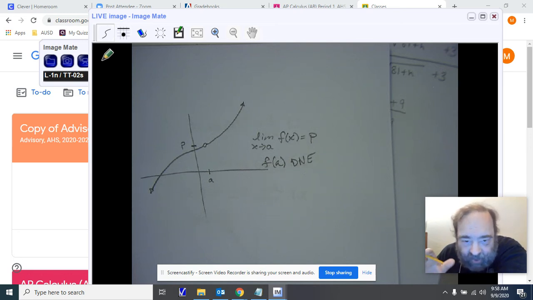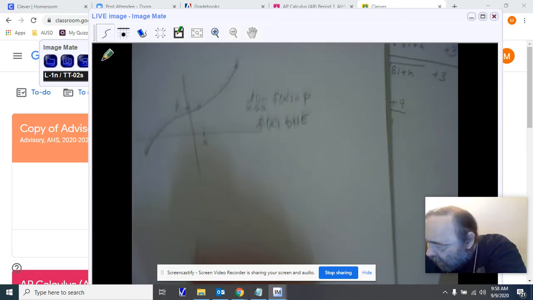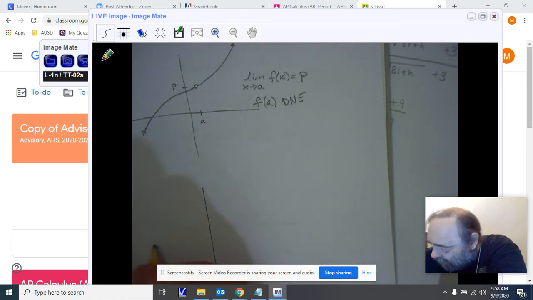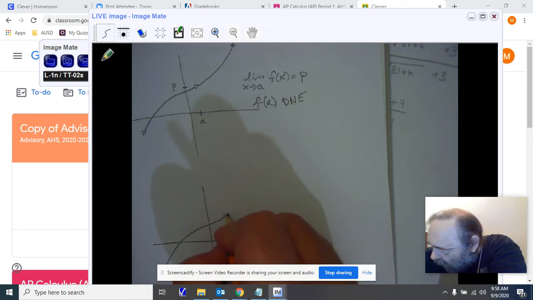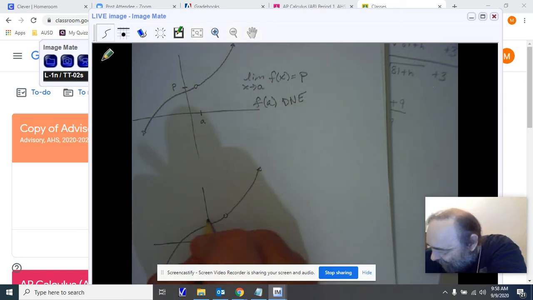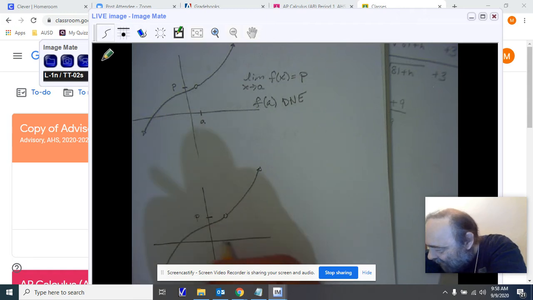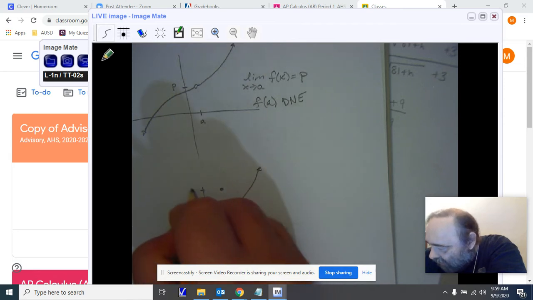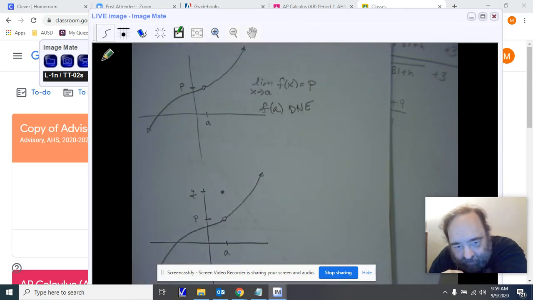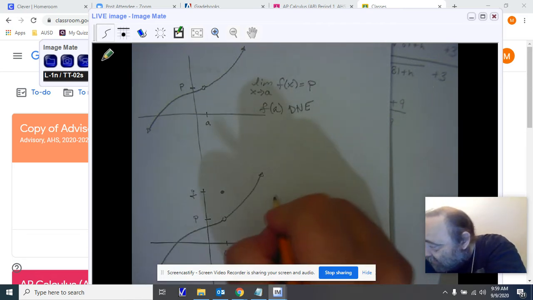Now, we can even do something a little bit more extreme. Let's take the same graph. Now we're still approaching P as we approach A, but now I'm going to define it up here at Q. Notice that the limit exists.